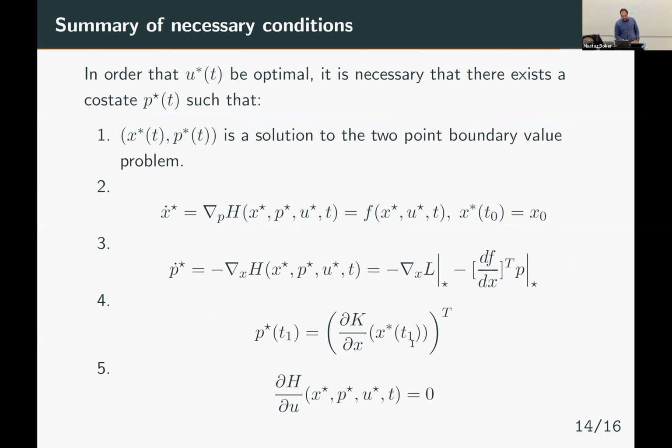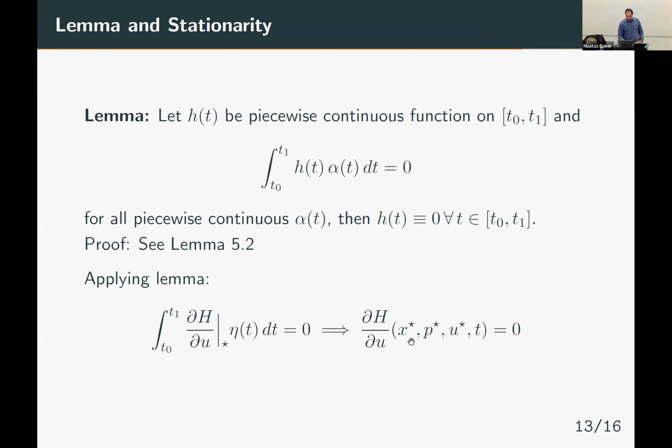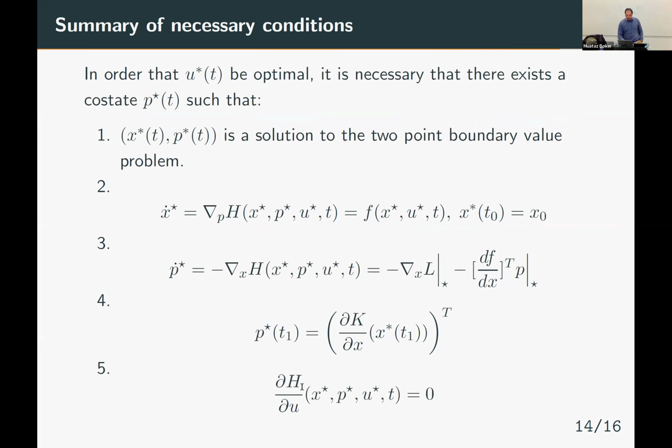Okay? And the last one we get from this condition: the partial derivative of the Hamiltonian with respect to U must be equal to 0, right? Which makes sense, by the way. This on its own makes sense, right?